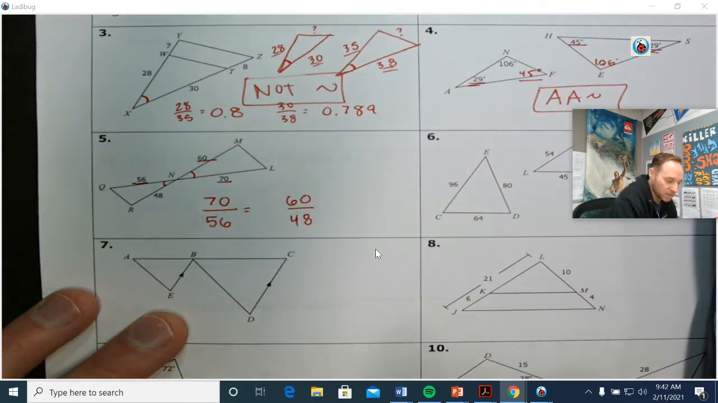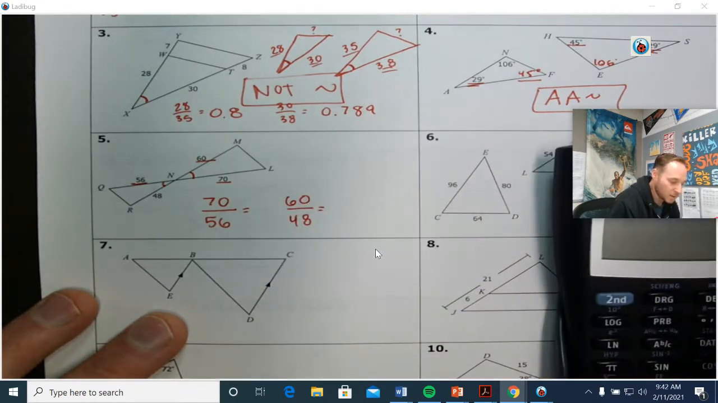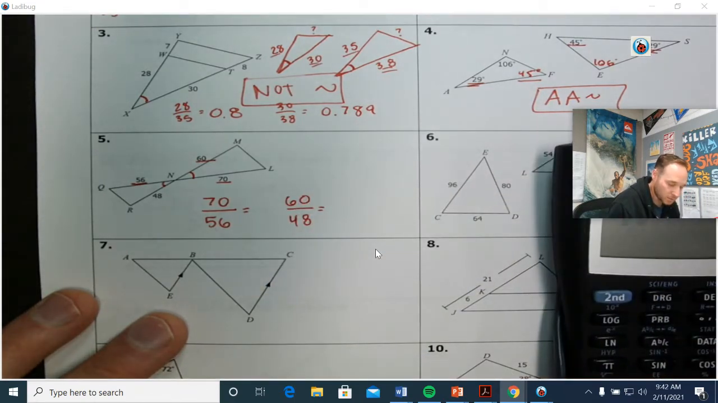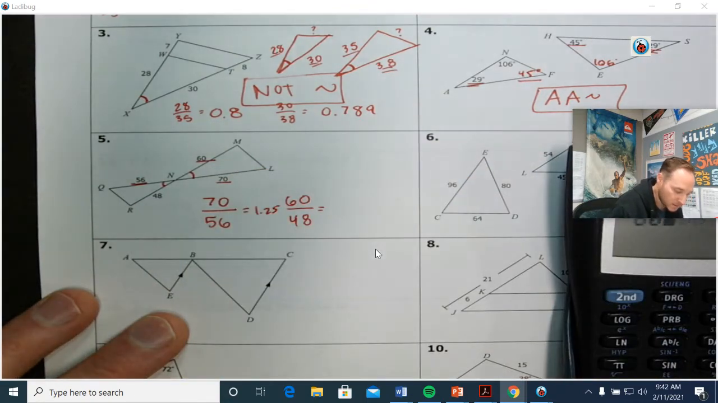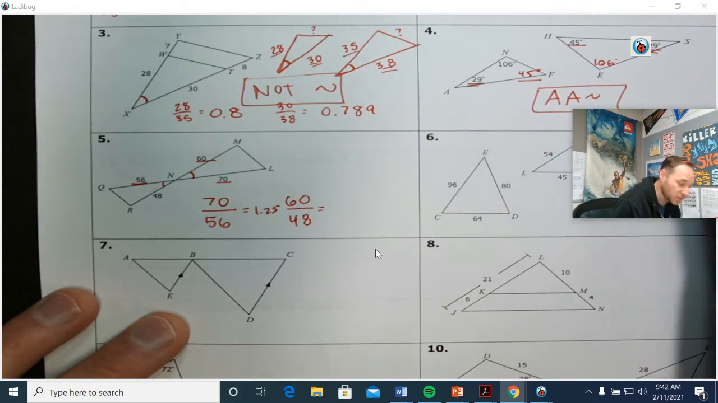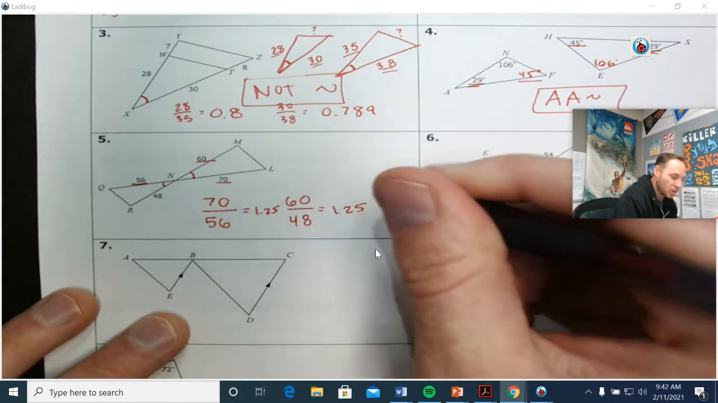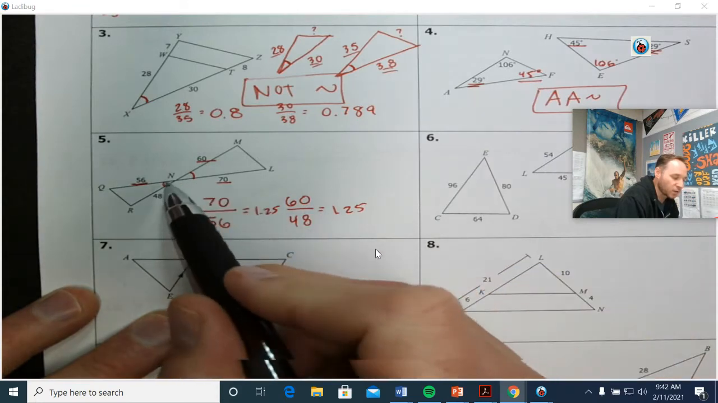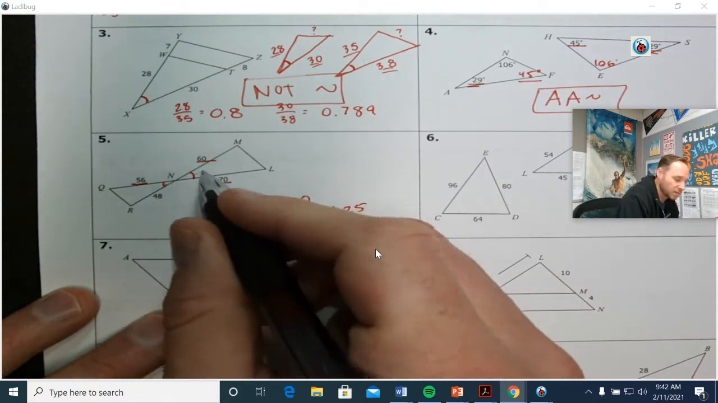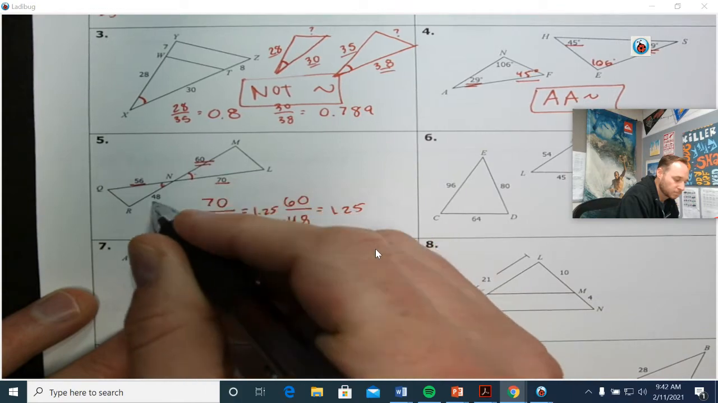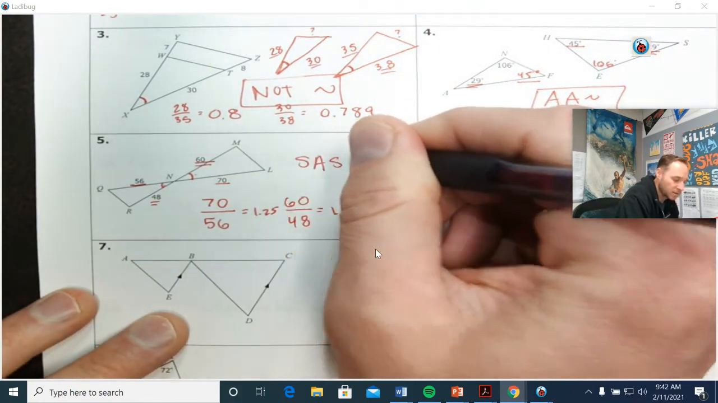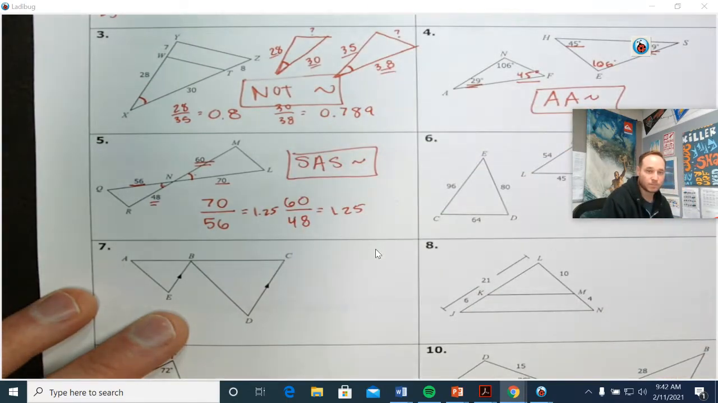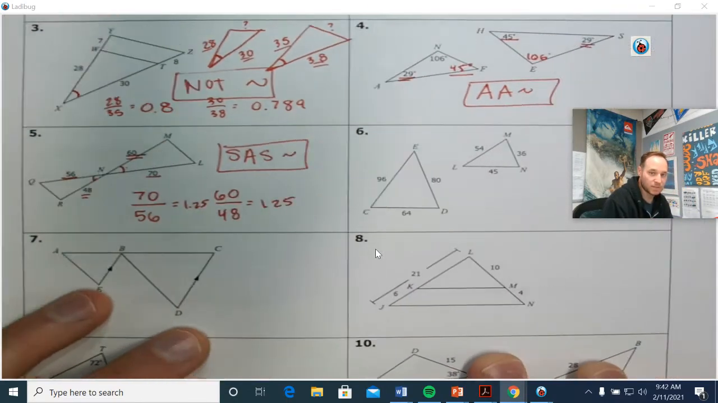Let's check and see. If these are exactly the same, then we know that they are proportional. 70 divided by 56 gives us 1.25. And 60 divided by 48 gives us 1.25. So I have proportional sides with a congruent angle between those two sides. I know this is similar by the side angle side similarity theorem. Cool. Number 6.